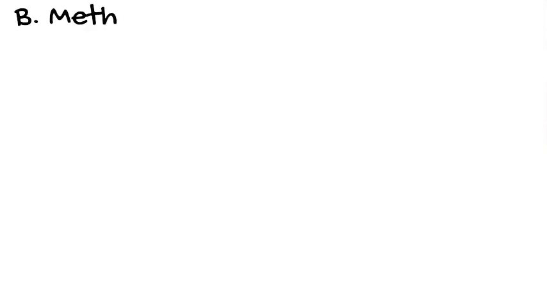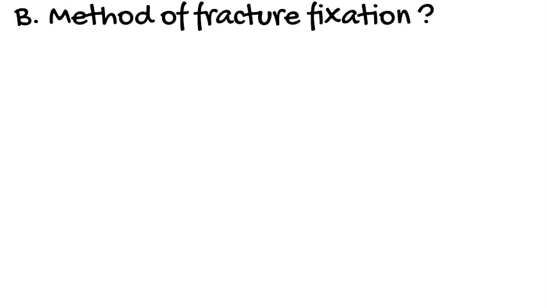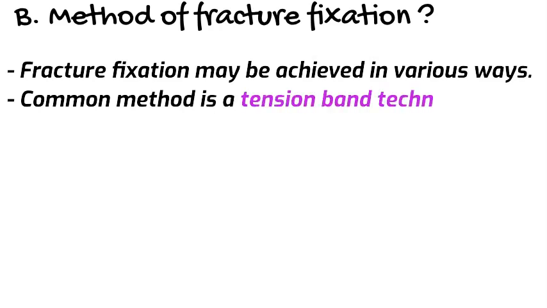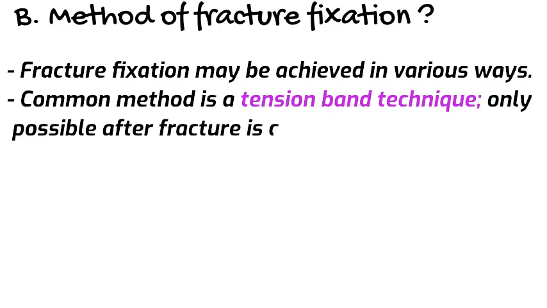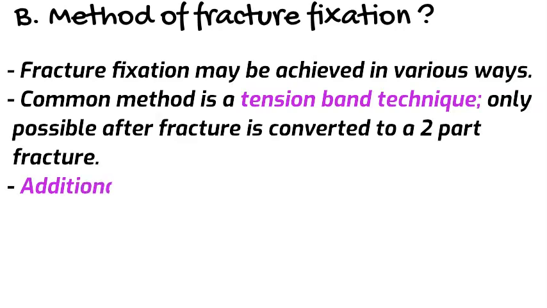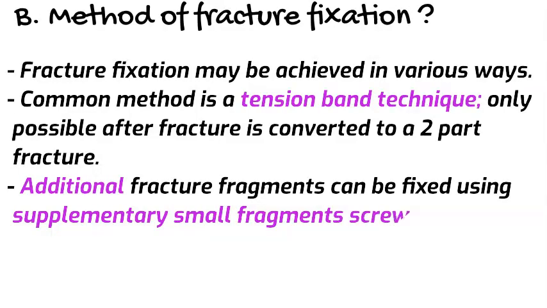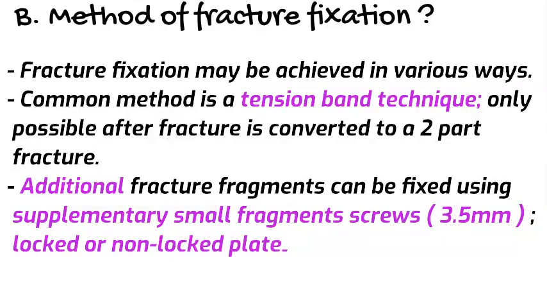B. Method of fracture fixation. Fracture fixation may be achieved in various ways. A common method is a tension band technique, only possible after the fracture is converted to a two-part fracture. Additional fracture fragments can be fixed using supplementary small fragment screws, around 3.5 mm, locked or non-locked plates, and wires.